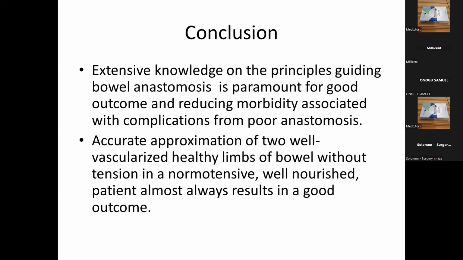In conclusion, extensive knowledge of the principles guiding bowel anastomosis is paramount for good outcome and for reducing the morbidity associated with complications from poor anastomosis. Accurate approximation of two well-vascularized healthy limbs of bowel without tension in a normotensive, well-nourished patient almost always results in a good anastomotic outcome.